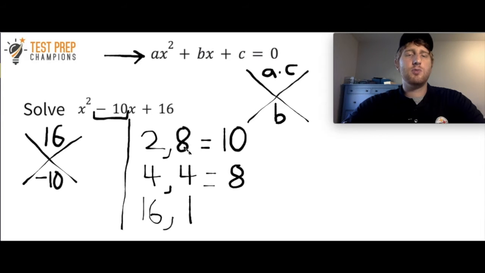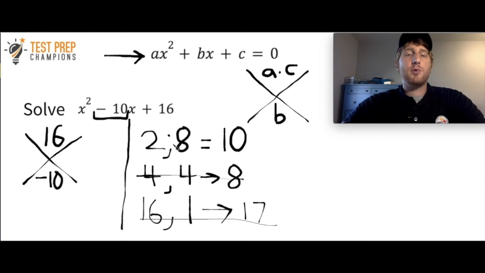What is 2 plus 8? It's 10. And I like to show an arrow here instead of an equal sign. What is 4 and 4? 4 plus 4 is 8. Now 16 and 1 is 17. So we need negative 10 here. 2 and 8 gives us positive 10, so that's close. This won't work and this won't work.